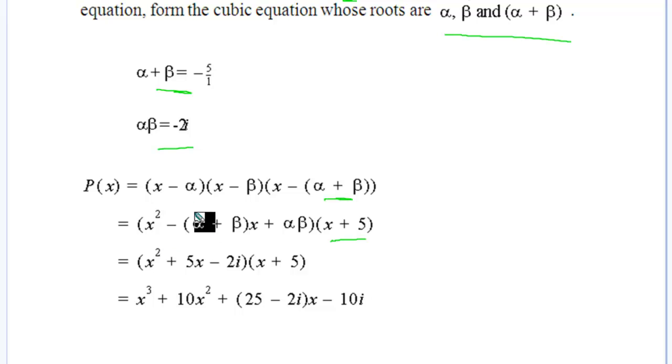So again, what we notice, we've got alpha plus beta there, alpha times beta. We're able to put minus of minus 5 in, so it gives us minus 5x. And alpha times beta was minus 2i, so we're able to put that in. So expand that out, and we can collect our terms in x. And there was our cubic that has roots of alpha, beta, and alpha plus beta. That's how we can work that one out there.